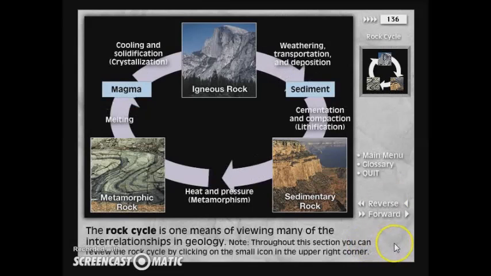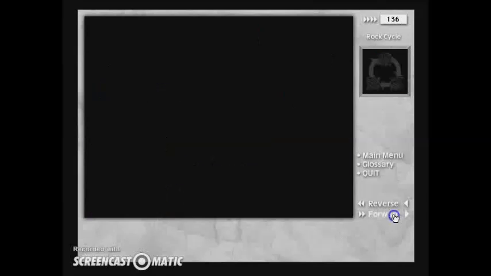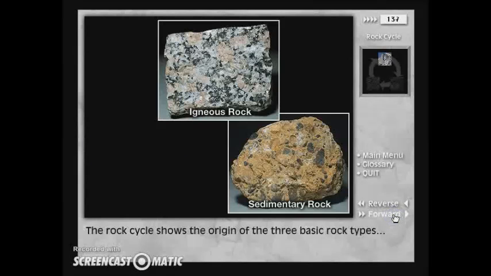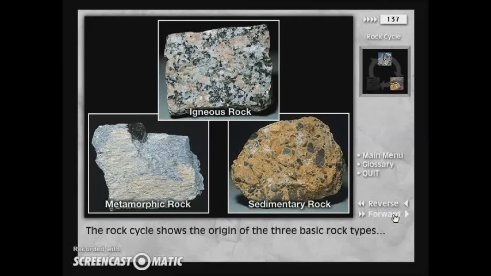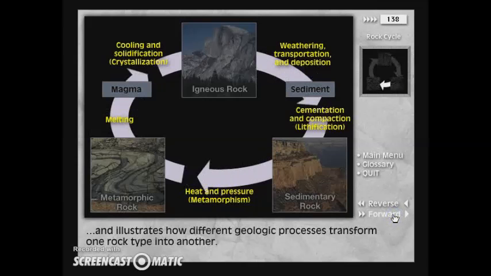The rock cycle is one means of viewing many of the interrelationships in geology. Note, throughout this section, you can review the rock cycle by clicking on the small icon in the upper right corner. The rock cycle shows the origin of the three basic rock types and illustrates how different geologic processes transform one rock type into another.